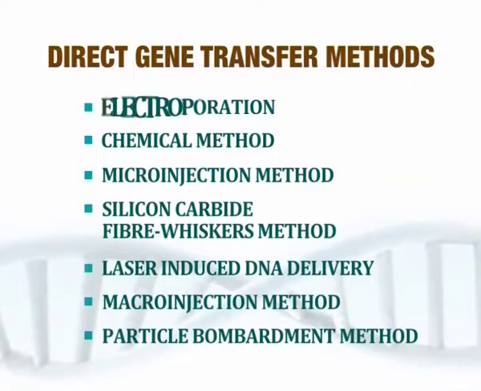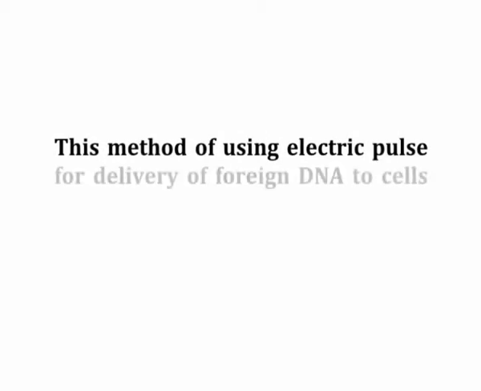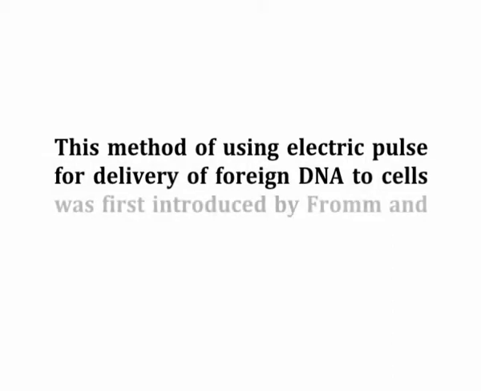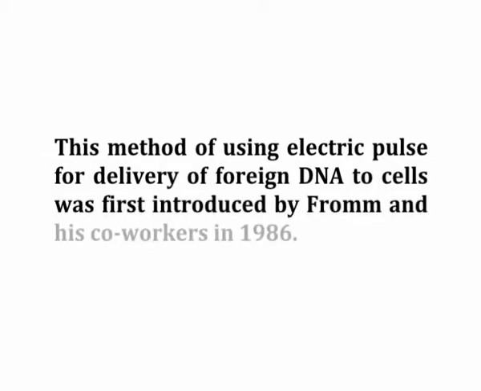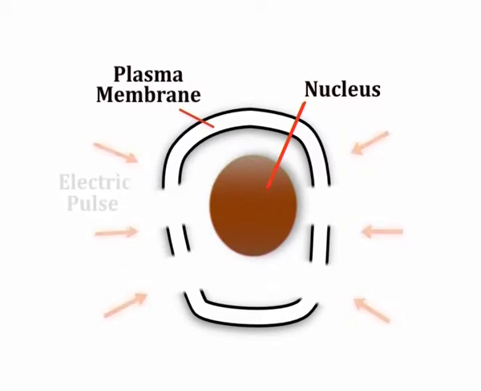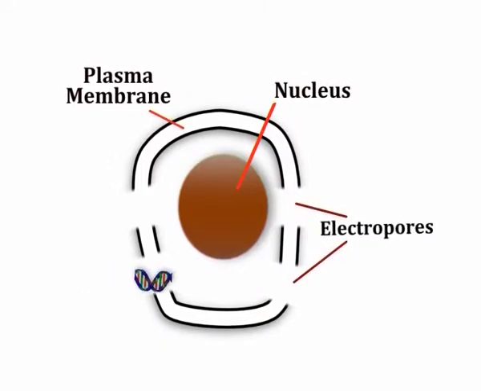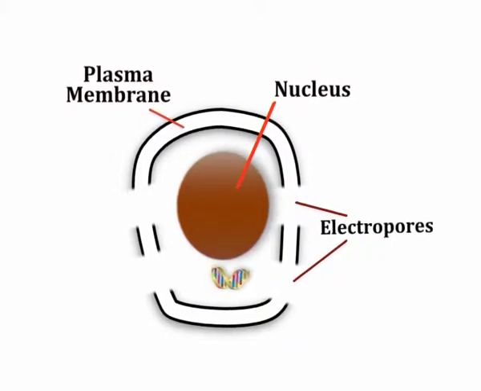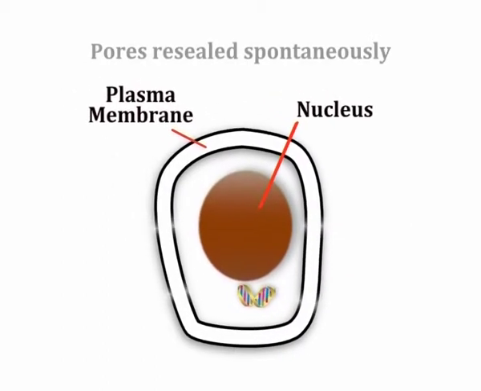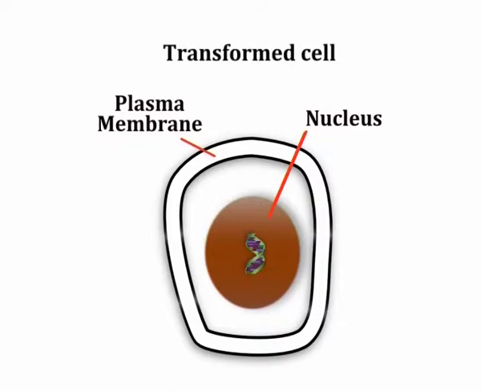Now, we'll go to electroporation. This method of using electric pulse for delivery of foreign DNA to cells was first introduced by Fromm and his co-workers in 1986. The transient pores are created in the plasma membrane due to electric pulse. These pores are called electropores, which allow the entry of DNA molecules, ions, and water from one side of the membrane to another. The pores can be resealed spontaneously, and the cells can recover from electric pulse treatment.